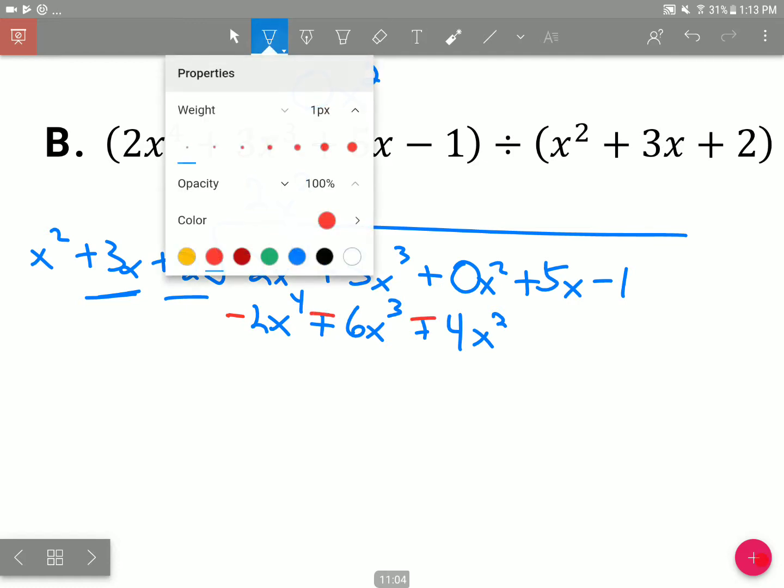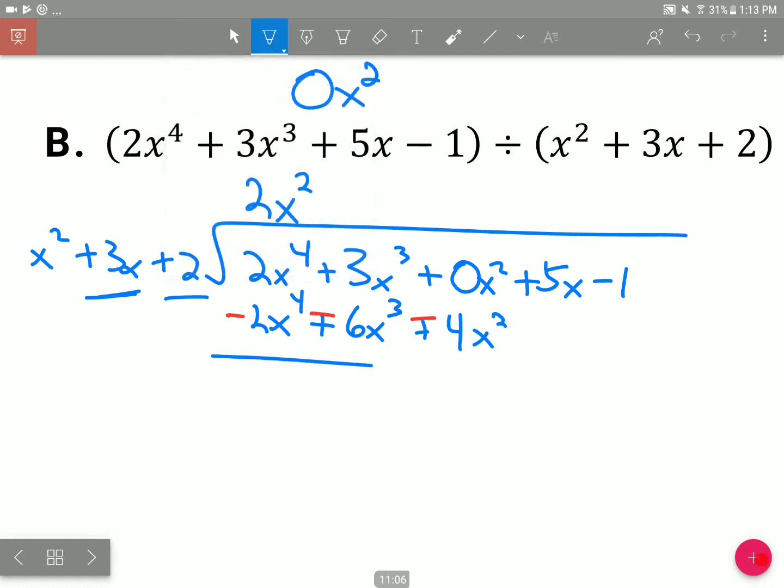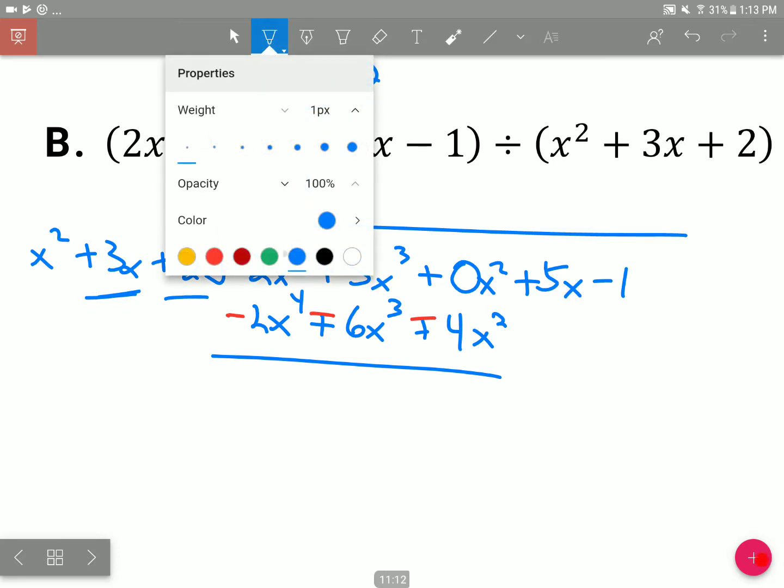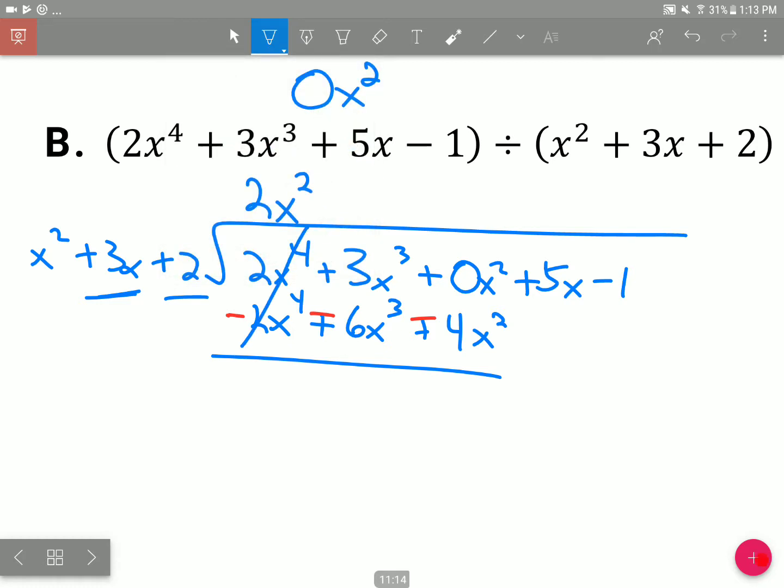Now, if you don't want to switch them, that's okay. You just got to remember you're subtracting, so you got to get all your signs right. Okay? So again, your first one cancels out. What's 3 minus 6? Negative 3. Good, so negative 3x cubed. What's 0 minus 4? Negative 4. So negative 4x squared. Cool. What do you do next? Drop the 5. Good.